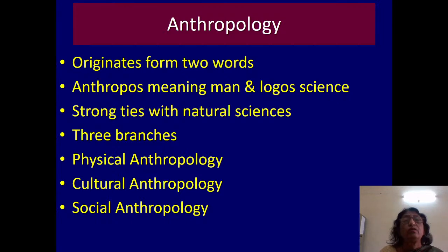Anthropology, I already told you, means the science dealing with man, and it has strong ties with natural sciences. And there are three branches: one is physical, cultural, and social. And health is related to all these three branches.